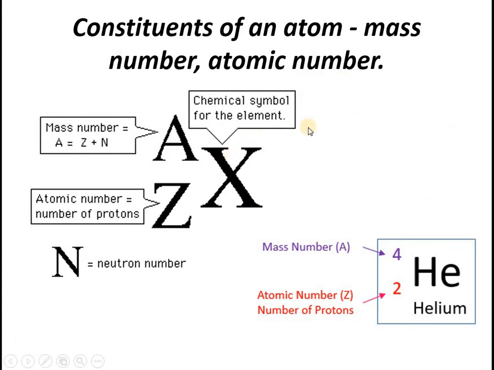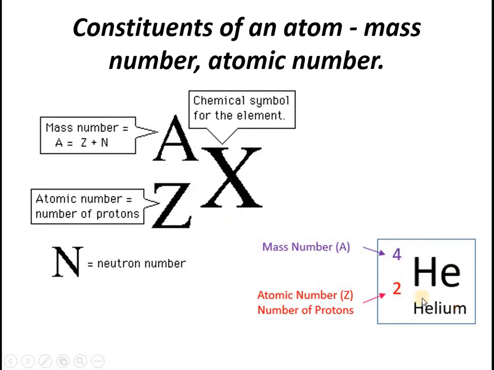Now, these are the constituents of an atom: mass number and atomic number. If you write the chemical symbol, X is the chemical symbol of an element. The mass number is present as a superscript, and the atomic number is equal to the number of protons. Mass number is depicted by A, and atomic number is given by Z. So, mass number is equal to atomic number plus neutrons. Atomic number is equal to the number of protons, and this is the chemical symbol.